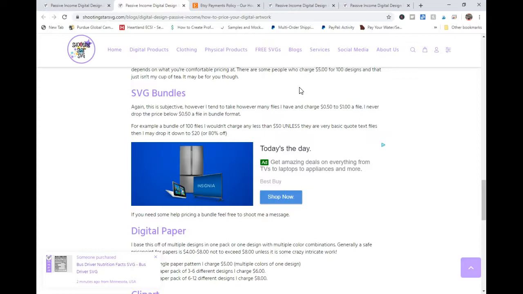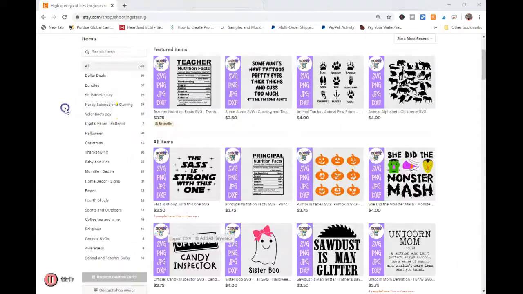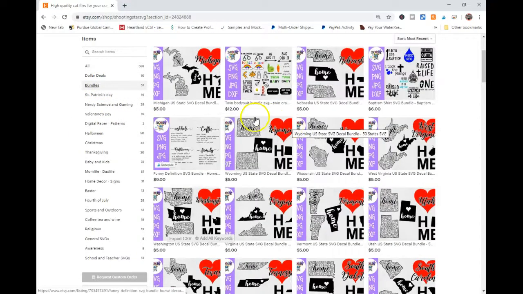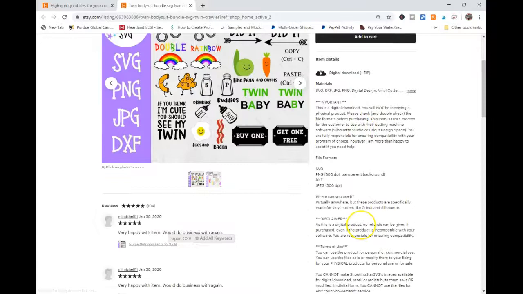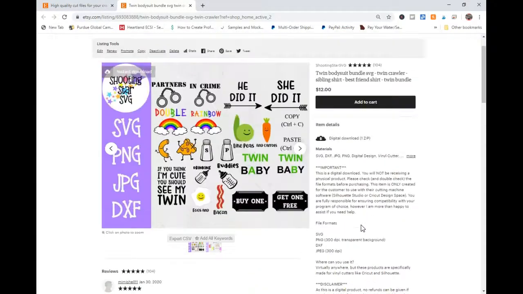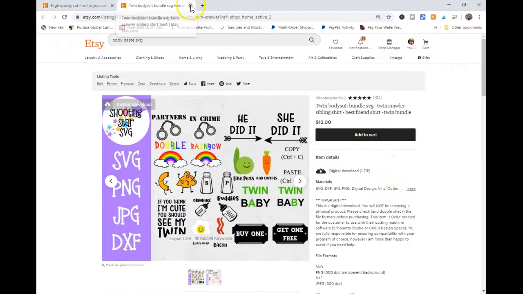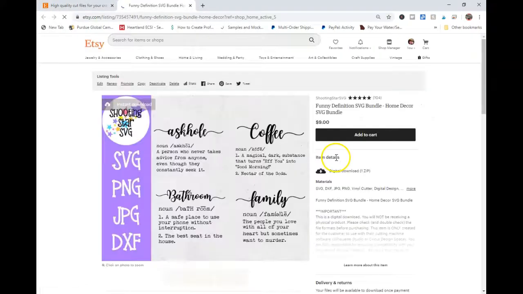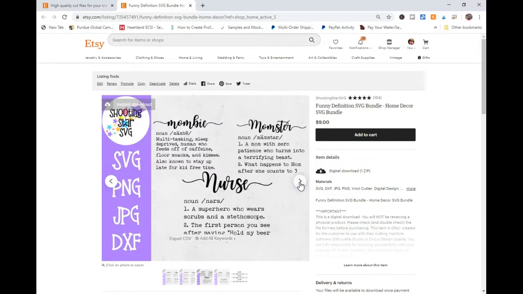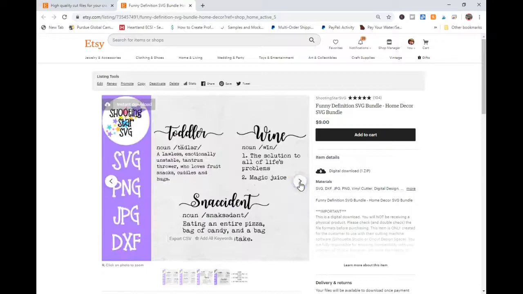It's really subjective as far as what you're looking at bundle wise, and if you go into my shop and click on bundles, you can see that these state bundles are listed at $5. I have this twin bodysuit bundle, and this bundle actually comes with, I believe, 24 different designs, and it's priced basically half off, and you get 2 files in each for a twin bodysuit bundle. I have a funny definition SVG bundle, which is just words, for $9. And that actually comes with, let's see, 14 different designs.